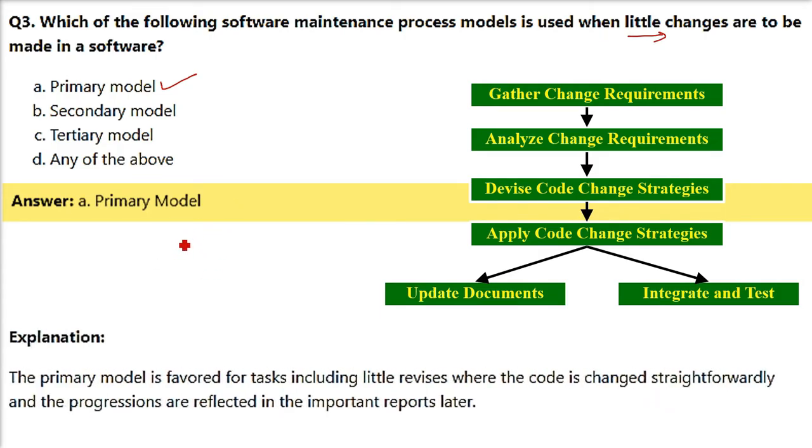This is favored for tasks including little revisions, where the code is changed straightforwardly and changes are reflected in the important reports later. So we gather the change requirement, we analyze the change requirement, then we devise the code change strategies, and then we apply the code change strategies. Then we integrate and test, and then we also update the documents. So this comes under the primary model when very minute or small changes are there.